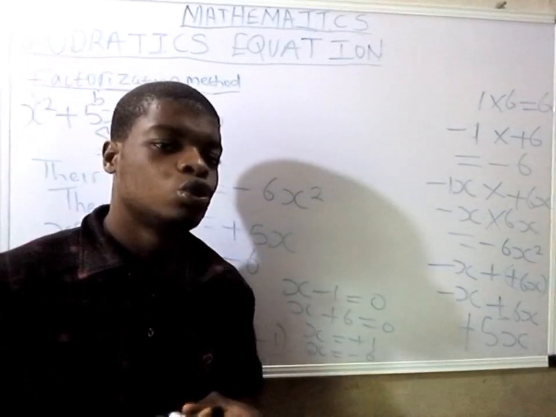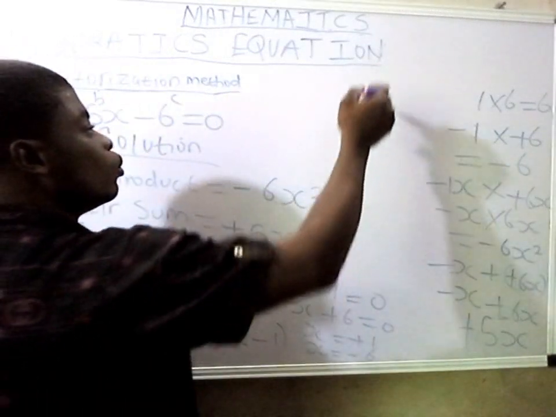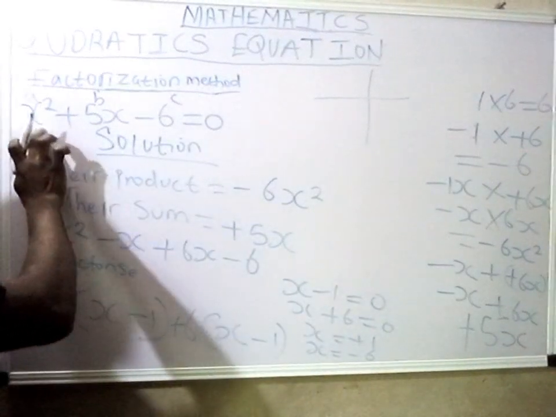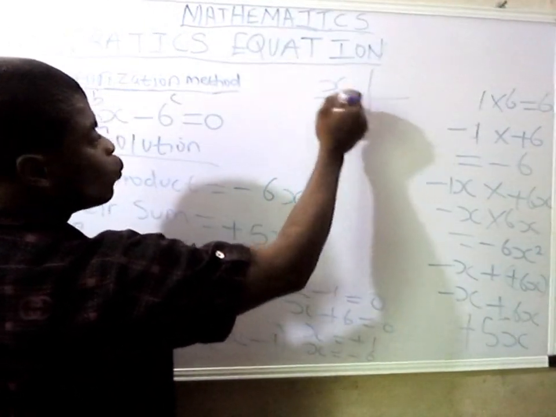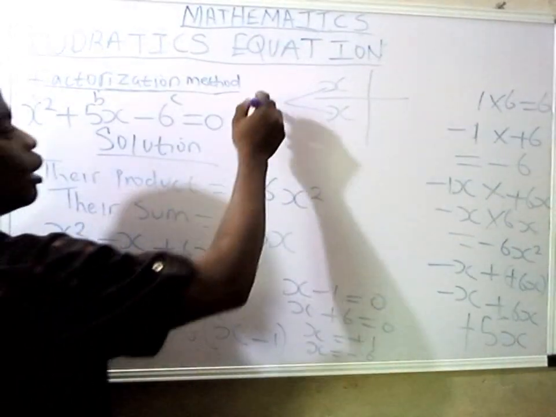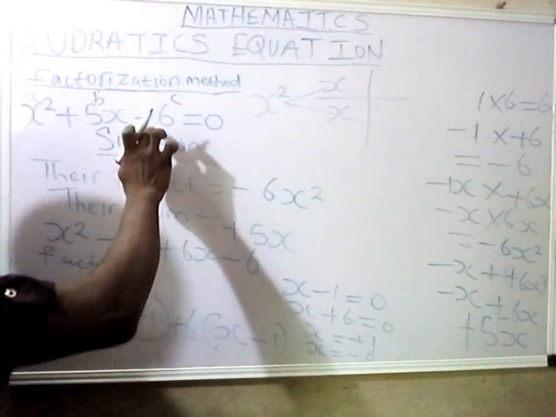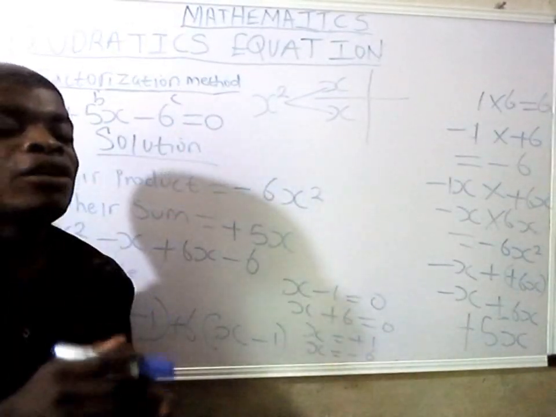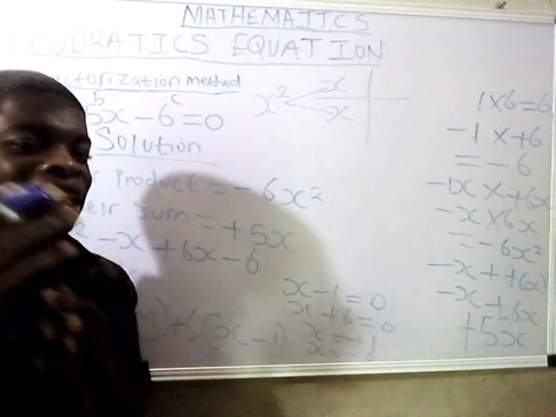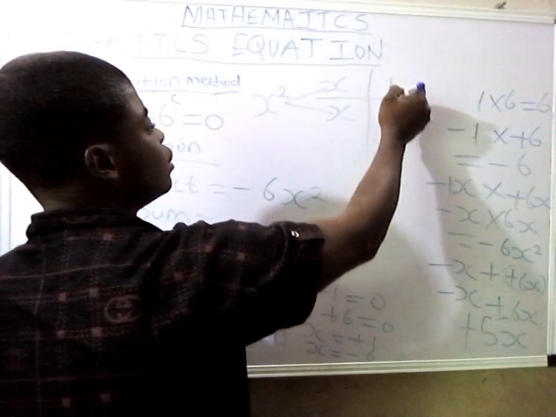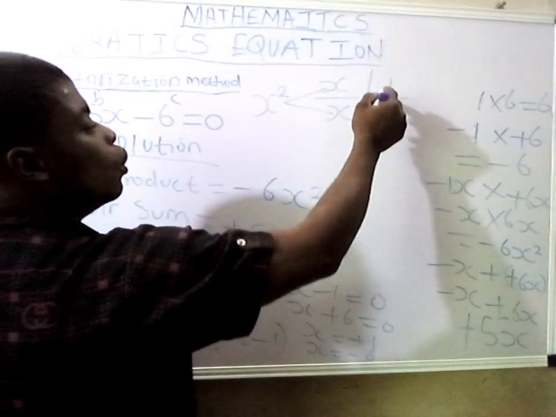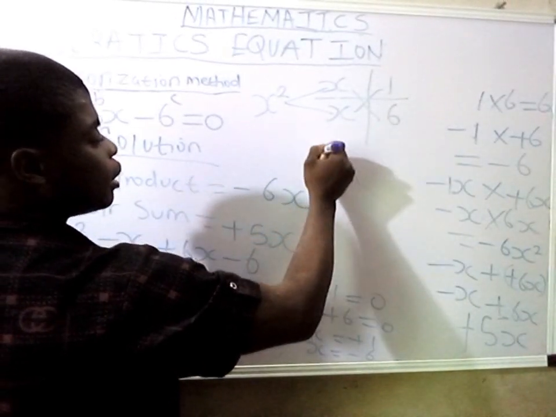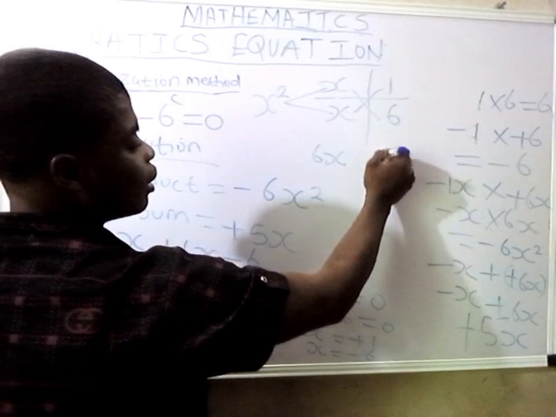Let me give you the shortcut you can use to solve it. First of all, you draw your cross sign. Then this x squared, put it here, x squared, because x times x will give you back your x squared. Now we go back to this. How can we get 6? By using 1 times 6, we get 6. So we say 1, 6. Then we must multiply by saying x times 6 is 6x. x times 1 is x.